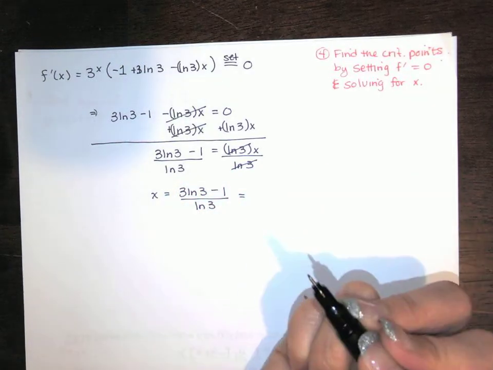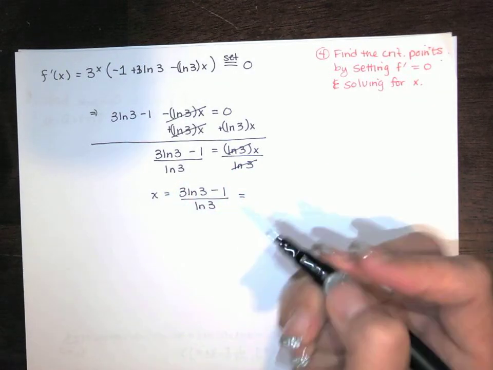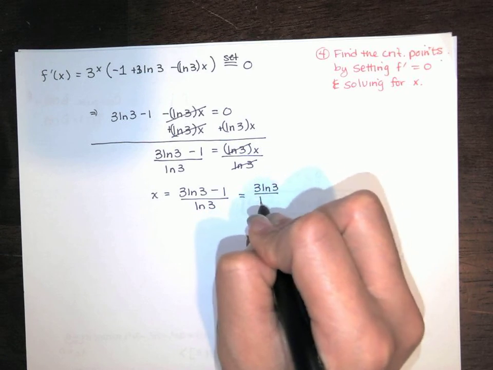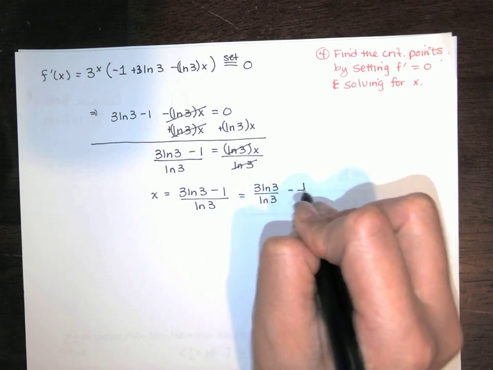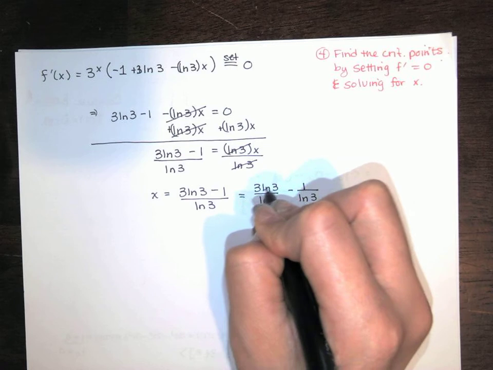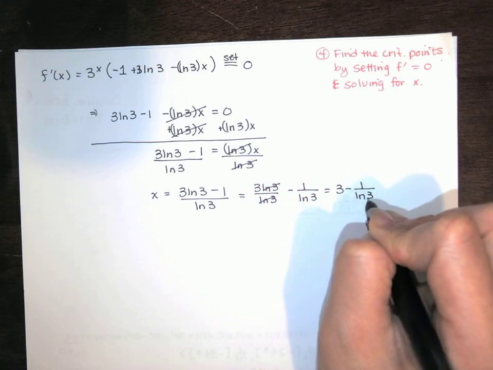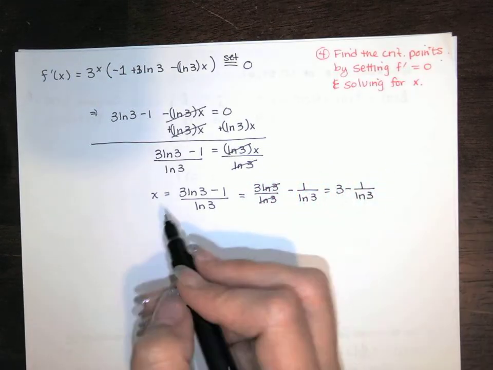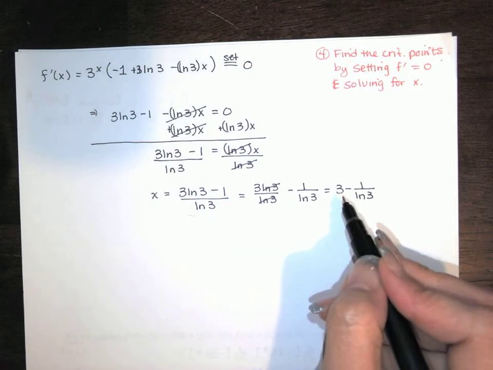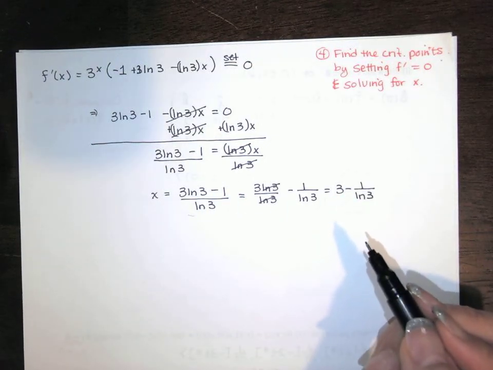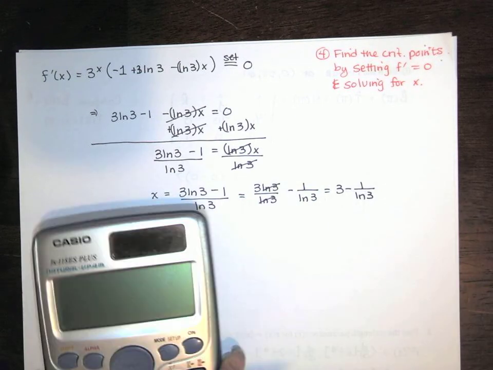You can divide these terms individually by natural log of 3, so we could do 3 natural log of 3 divided by natural log of 3 minus 1 over natural log of 3. You could write it this way. Either way is fine. I think I prefer this single fraction as opposed to the 3 minus that other fraction. But either way is fine.